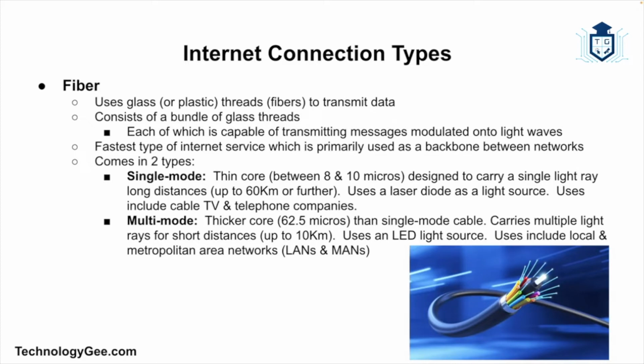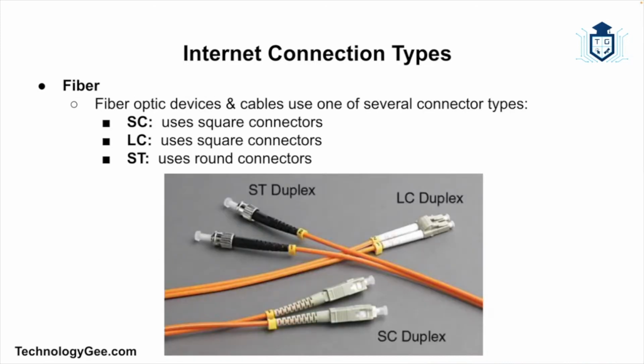And fiber optic cabling is normally purchased pre-built, but if you need a custom length, it should be built and installed by experienced cable installers because of the expense and risk of damage. And some network adapters built for servers are designed to use fiber optic cable. Otherwise, media converters are used to interconnect fiber optic and conventional cable on networks. And fiber optic devices and cables use one of several connector types. The first type is called an SC connector, and this uses a square connector. Next is an LC connector that also uses a square connector. And then you have an ST connector, and that uses a round connector.